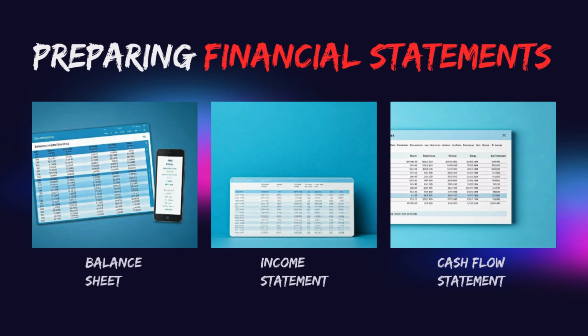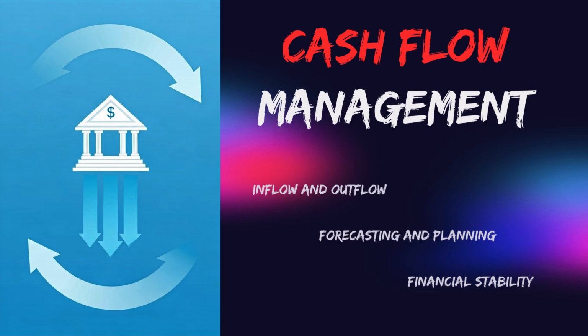Cash flow statement. Tracks the movement of cash in and out of a company, illustrating its liquidity. Inflow and outflow. Cash flow management is the process of tracking and controlling the movement of money in and out of a business. Forecasting and planning. It involves forecasting future cash needs, developing strategies to optimize cash flow, and ensuring there is enough cash available to meet obligations. Financial stability. Effective cash flow management is crucial for the financial stability and success of any business.